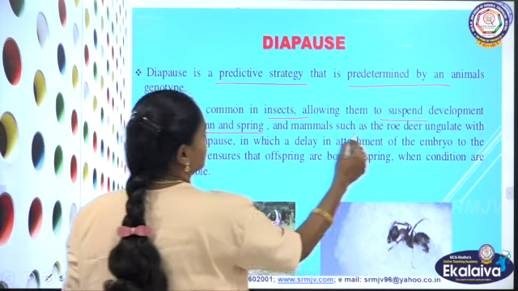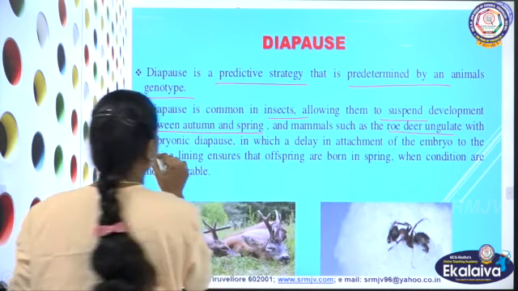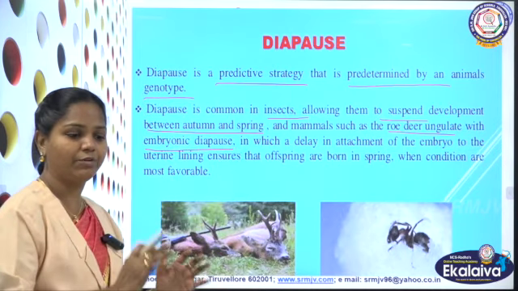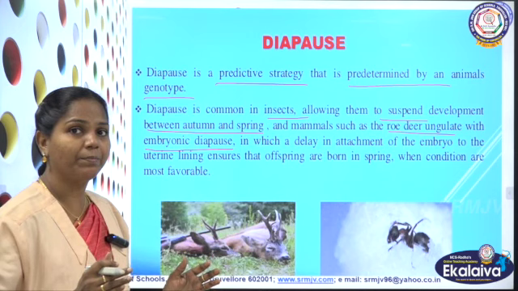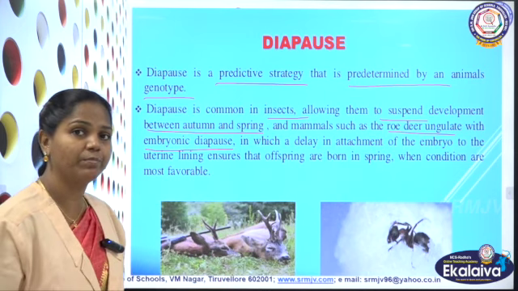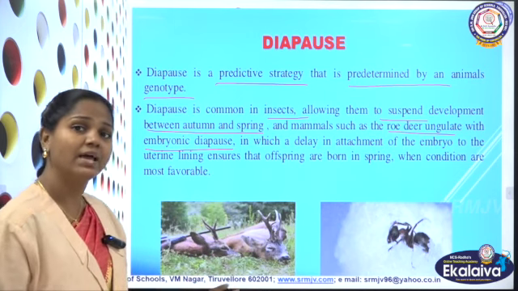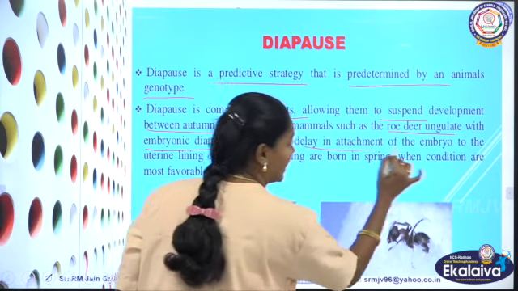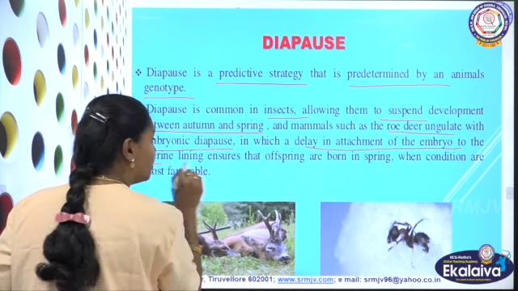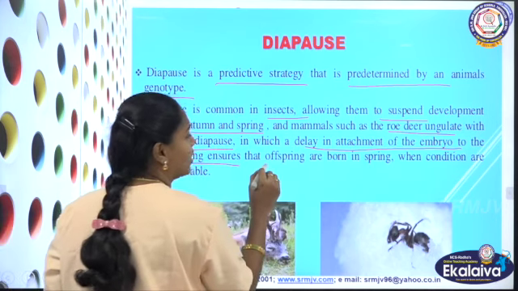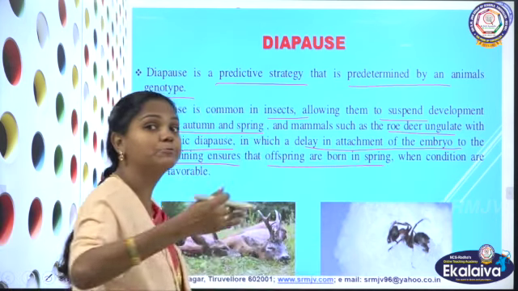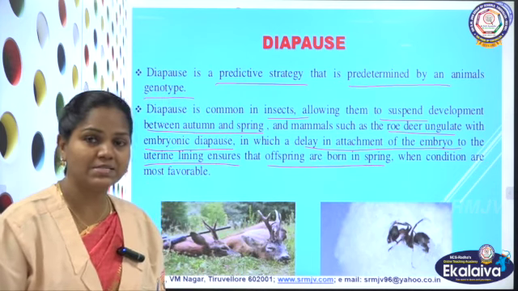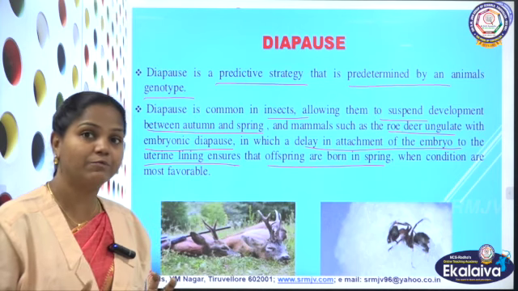Such as roe deer, an ungulate with embryonic diapause. The embryonic stage itself will remain. It will not undergo further development as the condition is not favorable for the healthy development of that young one. So, this is called diapause, in which a delay in attachment of the embryo to the uterine lining ensures that offspring are born in spring. When they give birth to the young ones in spring season, the healthy development will be there.